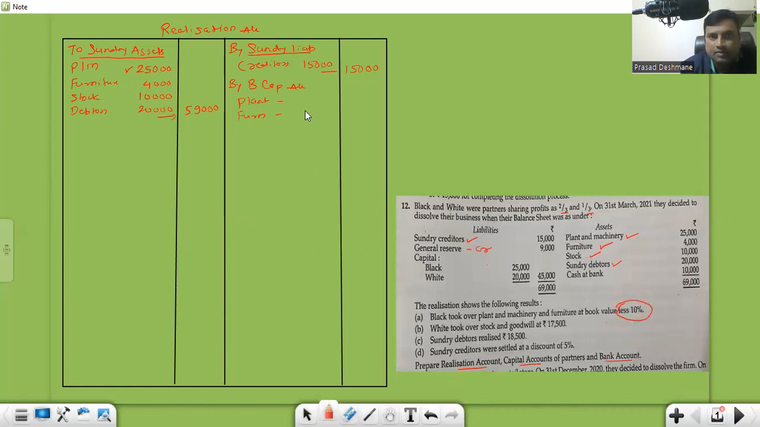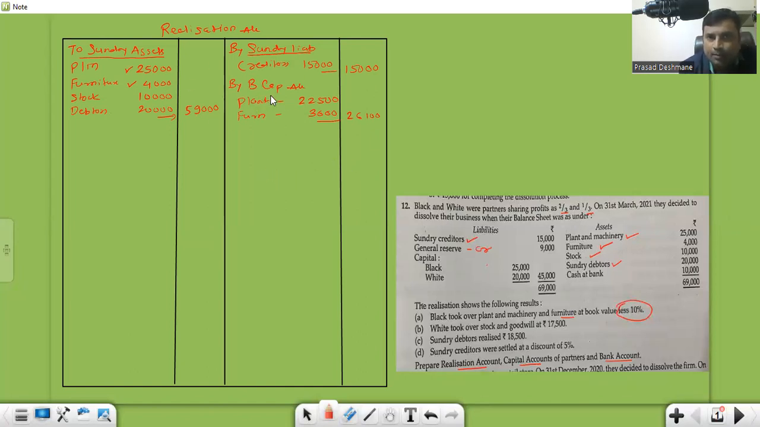So 25,000 minus 10% comes to 22,500. He took the furniture also. The furniture value was given as 4,000. Again 10% less means 3,600. Now I'll do the total. 22,500 plus 3,600 is 26,100. Okay, he took over it, and since it is a receipt, I recorded it on the credit side.